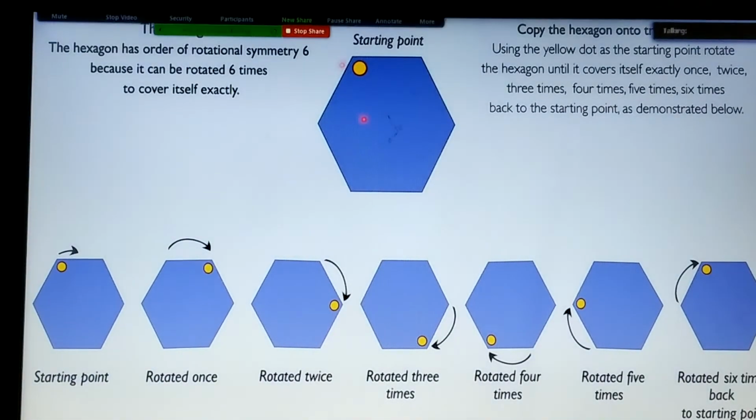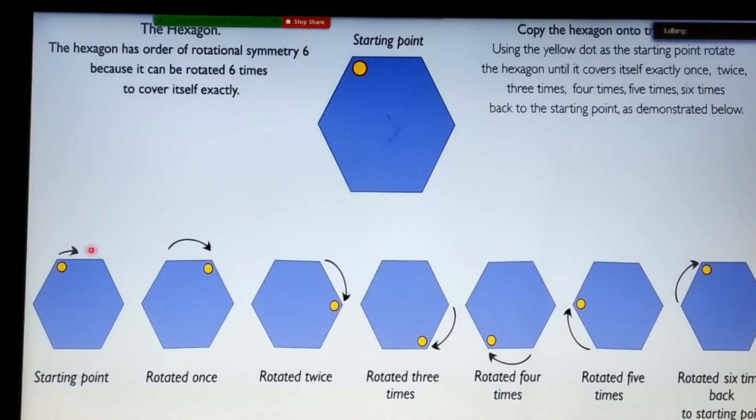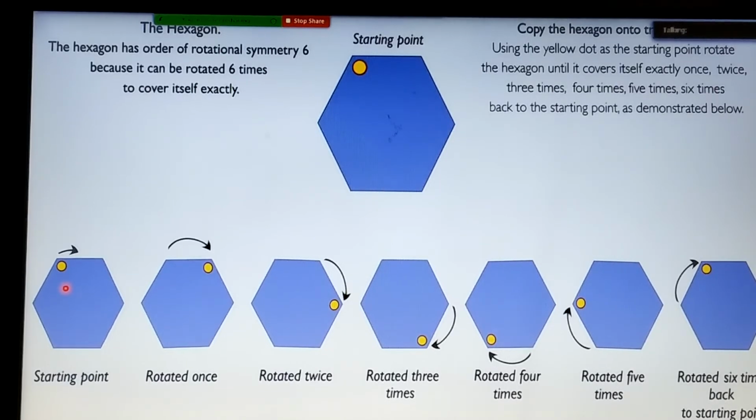Here, can you see? This is a hexagon. Here is the starting point. Now, step by step, you can get the order of rotational symmetry. 1, 2, 3, 4, 5, 6. It means the order of rotational symmetry answer is 6. Here, the first one and the last one: this is the starting point, rotated 6 times back to the starting point.